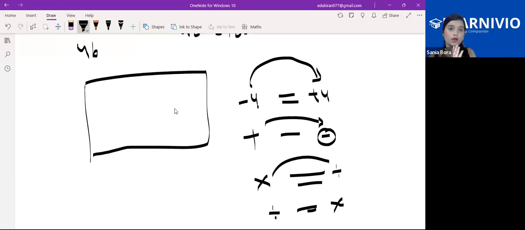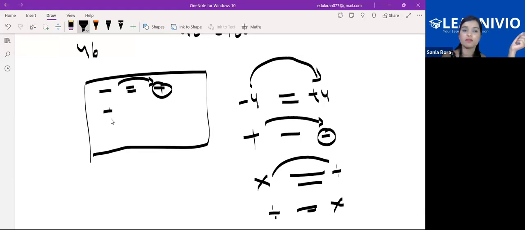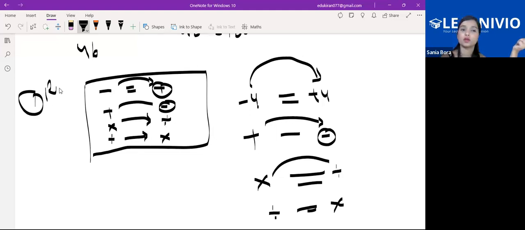Now, this one is clear: positive becomes negative, negative becomes positive. If you want to write it, you can write it like this. Negative, when it goes to the other side, becomes positive. Positive becomes negative. Multiplication becomes division, and division becomes multiplication. Okay, so this is your first rule. Rule number 1.